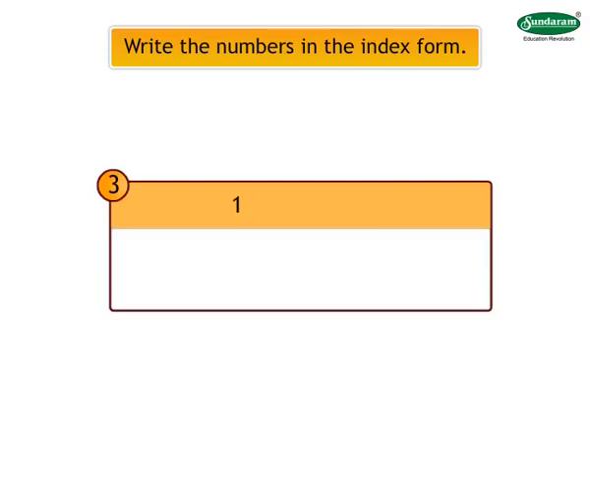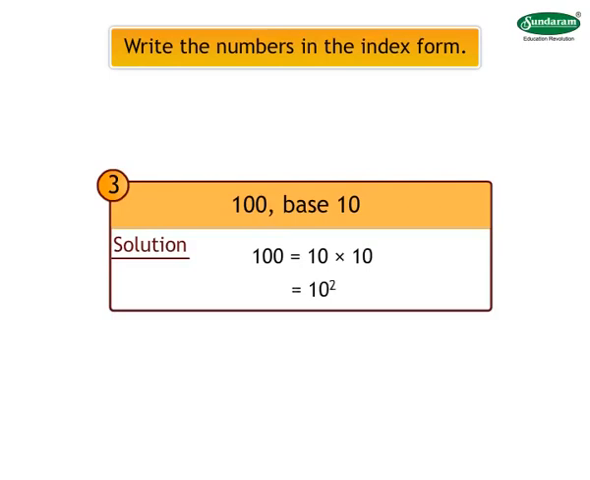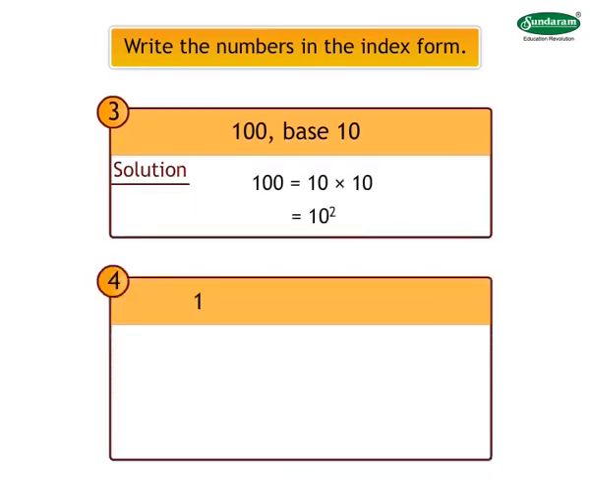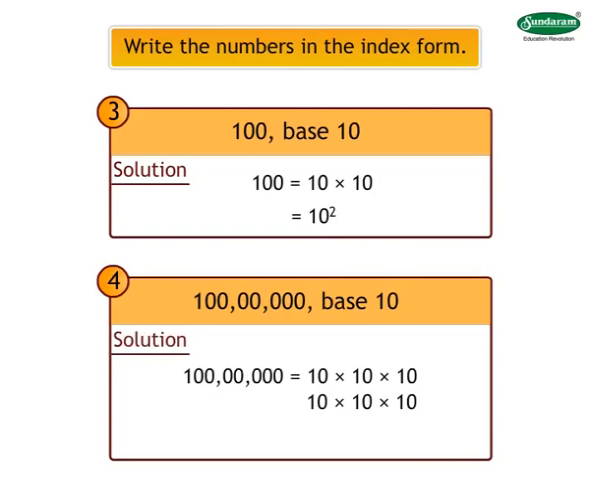Number 3. 100. Base 10. Solution. 100 equals 10 into 10 equals 10 raised to 2. Number 4. 1 crore. Base 10. Solution. 1 crore equals 10 into 10 into 10 into 10 into 10 into 10 into 10 equals 10 raised to 7.